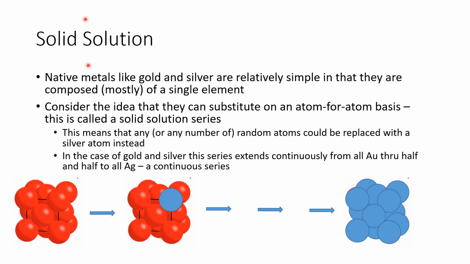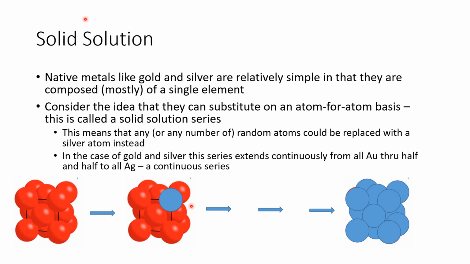Okay, so let's think about a native metal like gold. So it's composed of gold atoms, metallically bonded together. All right, consider the idea. Let's look at these red atoms here as if they're gold. Each of these is an atom of gold, metallically bonded to its neighbor in one of these lattice structures. We need the lattice to make it a mineral. So consider the idea that silver is similar enough to the gold atoms that a silver atom could sneak in amongst all the gold atoms. And that would be okay with the lattice. The lattice wouldn't be too strained by that.